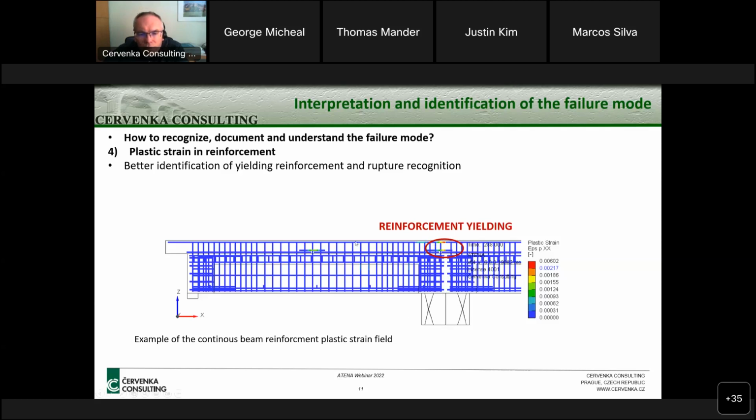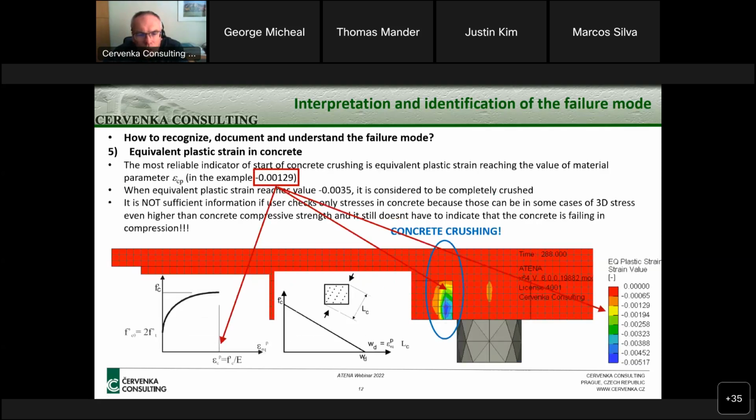So this is, let's say, the second important thing we should always look at when trying to understand the behavior of our structure: the plastic strains in the reinforcement. And then the third value to look at is to see whether we have concrete crushing, whether we have crushing of concrete.